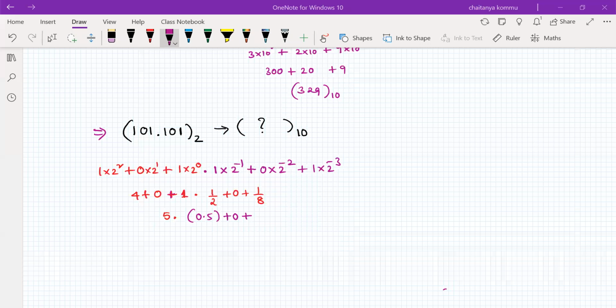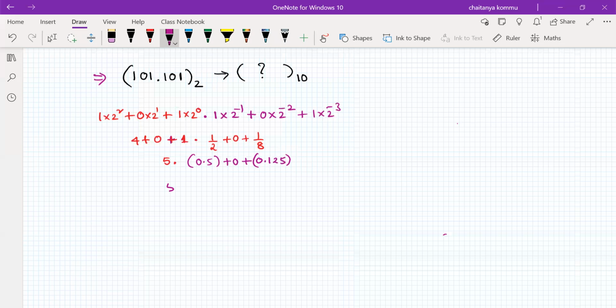0.125, exactly 0.125. So what is this value then? The right hand side is 0.5, sorry, 0. What is the value? 0.625 in decimal. Agreed? That's it.